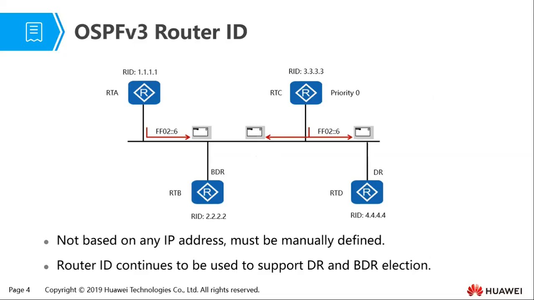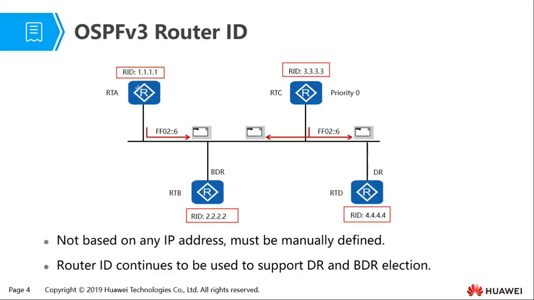Just like in OSPF version 2, in OSPF version 3, routers are uniquely defined using the router ID. You can see here that RTA has a router ID of 1.1.1.1, and the others 2.2.2.2, 3.3.3.3, and 4.4.4.4. So every router in an OSPFv3 network must have a router ID.